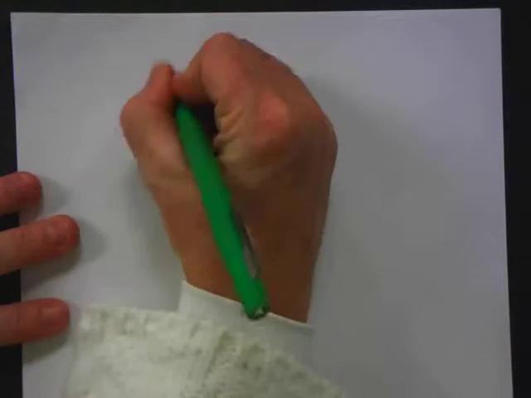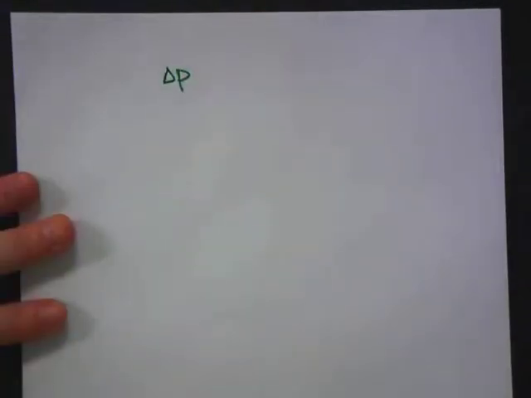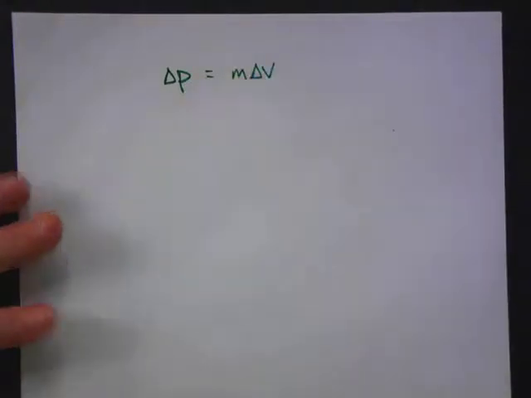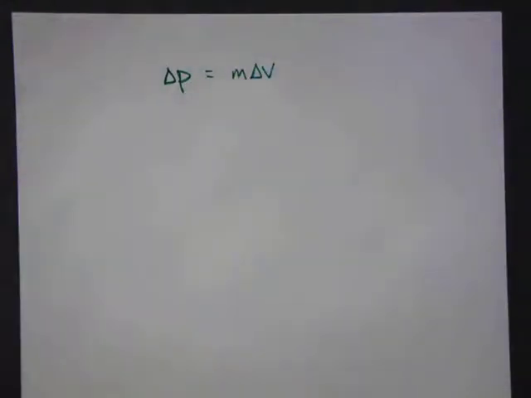So there is another way to express change in momentum, and it's really, really useful, tons of applications. Change in momentum is mass times change in velocity. I'm just going to algebraically manipulate that, rearrange it, and we're going to get something new out of it.